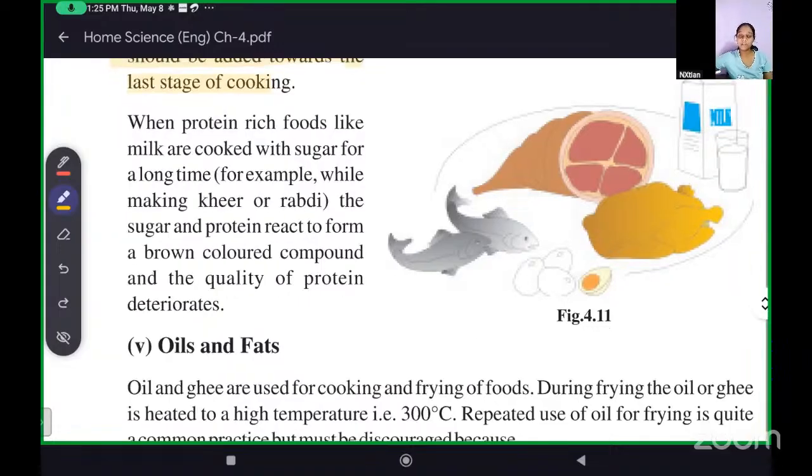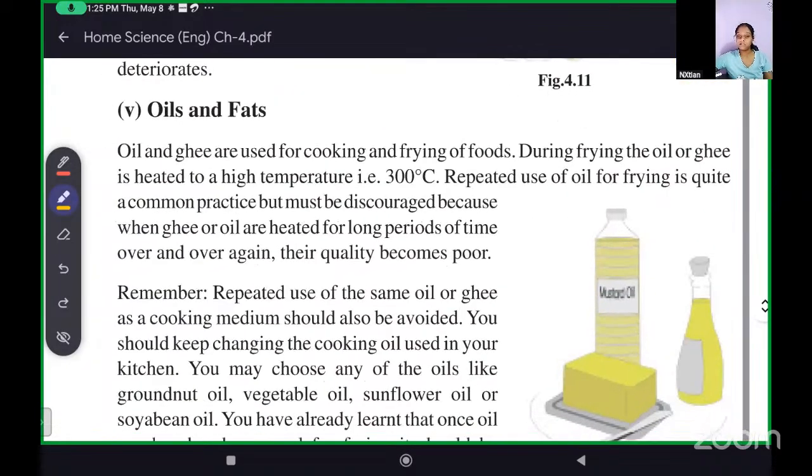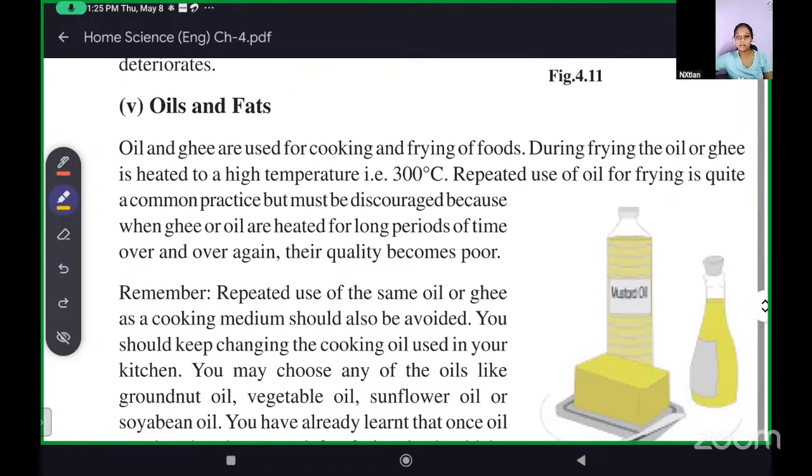Do you know what kheer is? It's a dish you make with milk and rice, very sweet. Milk and rice and a lot of dry fruits. It's a dessert, semi-solid. That is kheer.